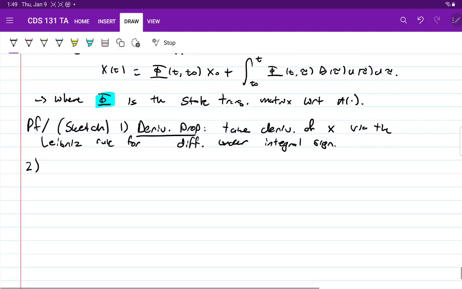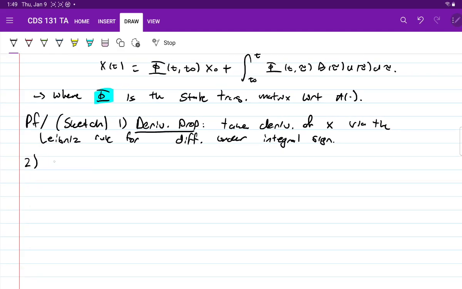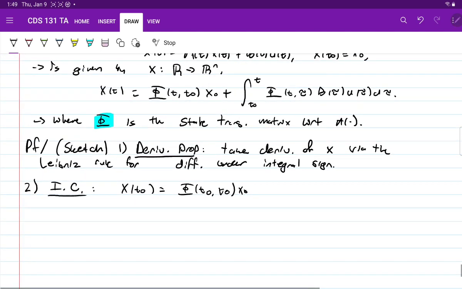Okay, property 2. In order to verify the initial condition property holds, well, you have x at time t naught is equal to phi of t naught, x naught, plus an integral from t naught to t naught, which is just immediately 0, right? Now phi of t naught, t naught is just equal to the identity times x naught, which equals x naught. So the initial condition property is satisfied.